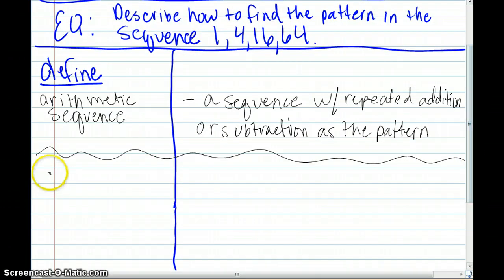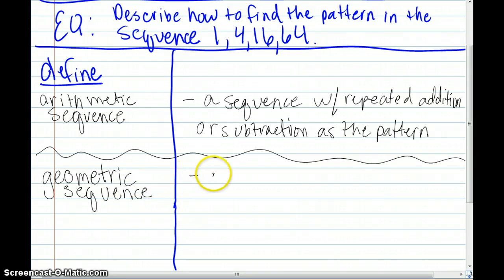Now, geometric is the opposite. A sequence can only be one or the other. It cannot be both. It's either geometric or it's arithmetic. So if an arithmetic sequence is repeated addition or subtraction, I'll give you one guess what you think geometric is. Yes, you're right. It's a multiplication or division sequence.